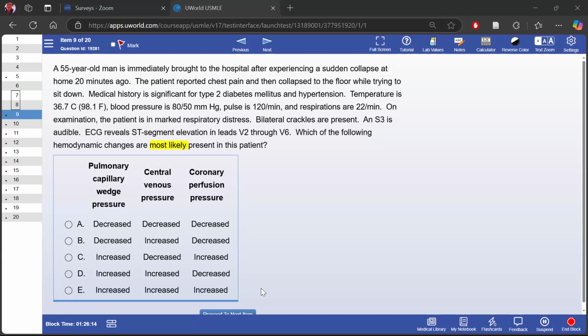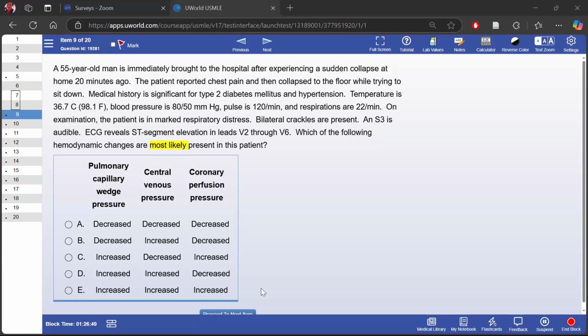Can you give me an example of something that can affect CVP? An example of one thing that can increase CVP and something that can decrease CVP.